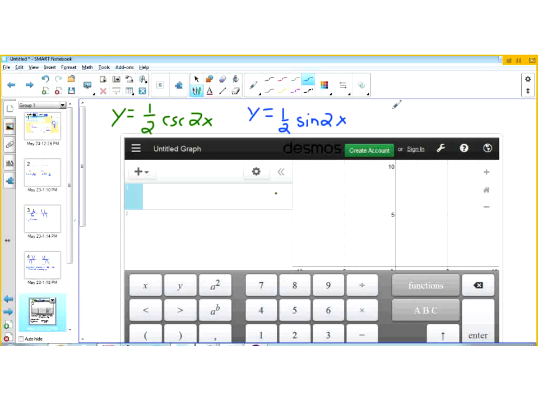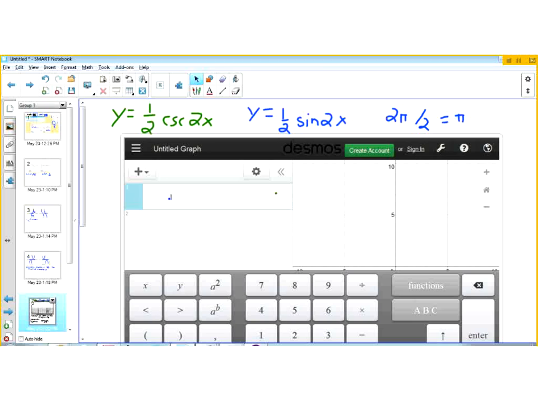So clearly, this cosecant 2x function would have a period of 2 pi over 2, which is equal to pi, and it would be shrunk by 1/2. The amplitude would be 1/2. Okay, so this is the period. So maybe I can do it manually here.